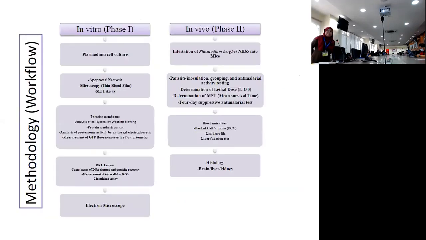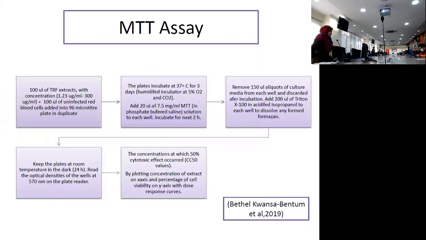So my methodology is actually divided into two. There are two phases, in vitro and in vivo phase. So my in vitro phase starts with the Plasmodium cell culture. And then I'm going to test the apoptosis effect. I'm using the MTT assay, which is a colorimetry assay.